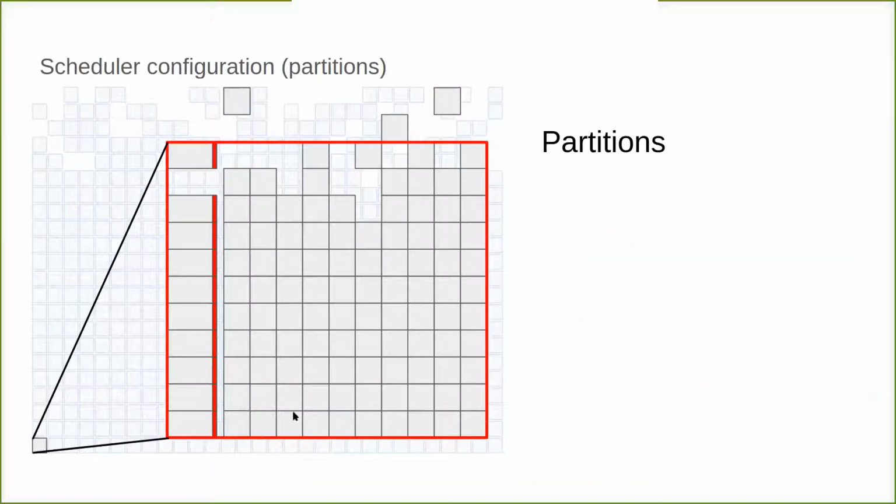Now, the other thing is, so far we've just been looking at a single node and how it populates, but the general purpose systems are many, many nodes.